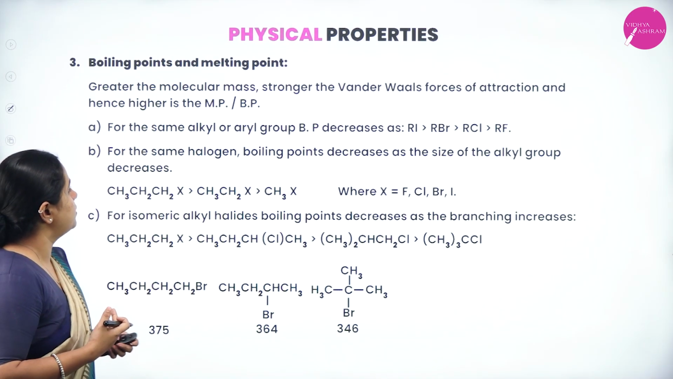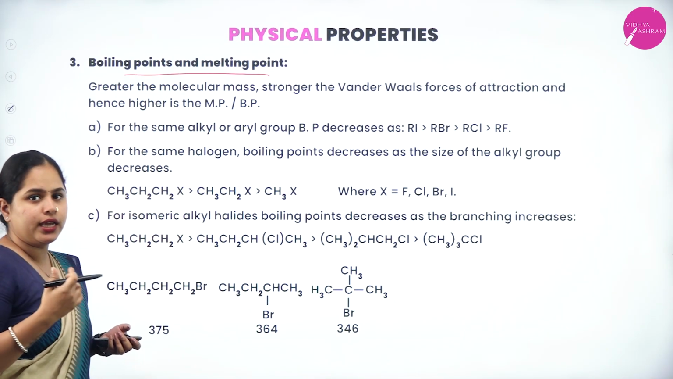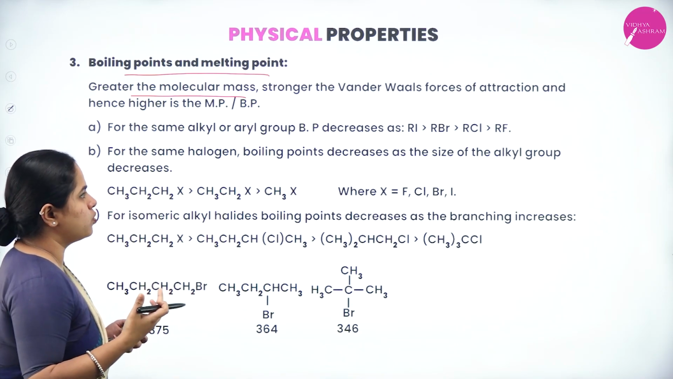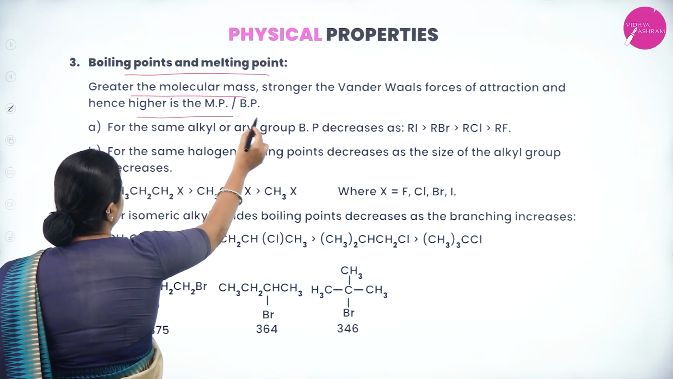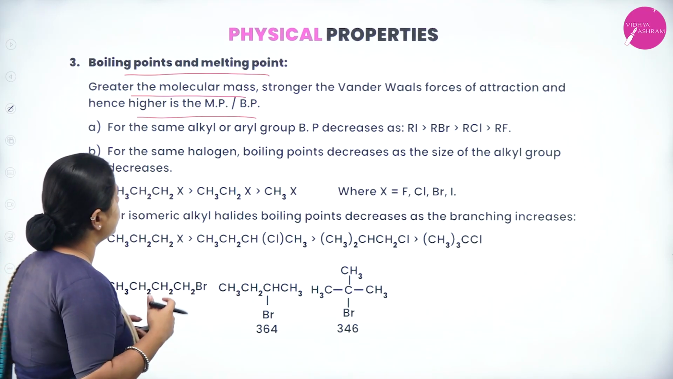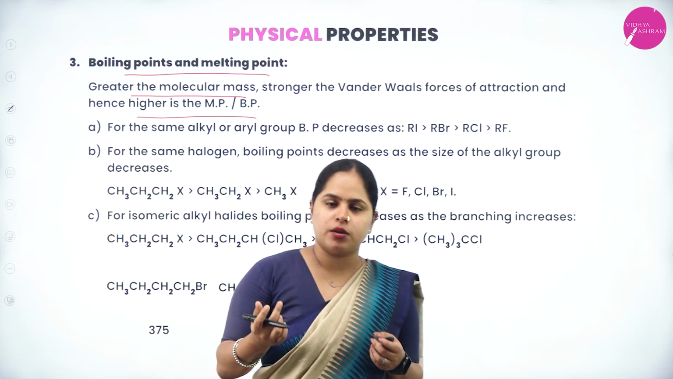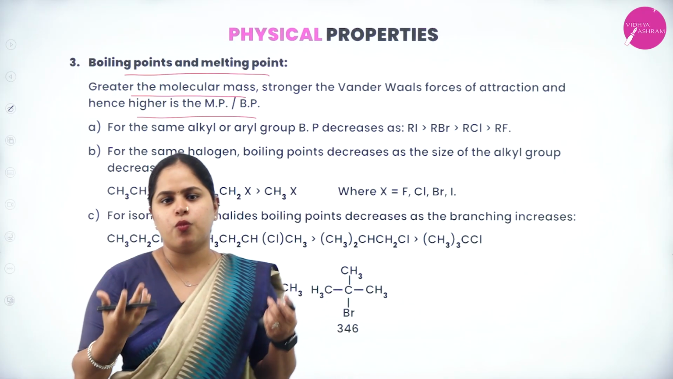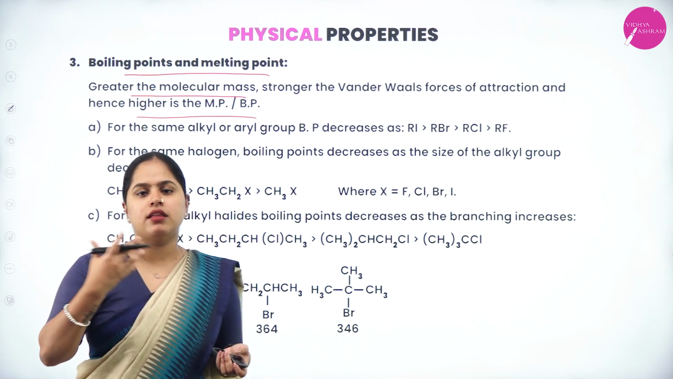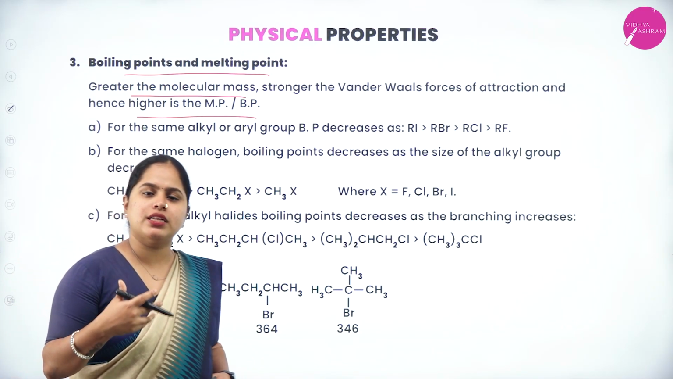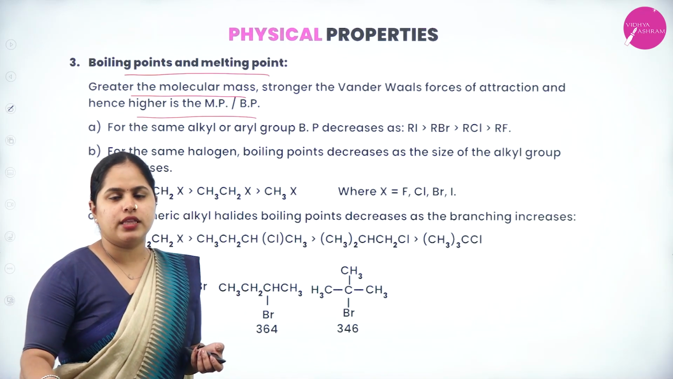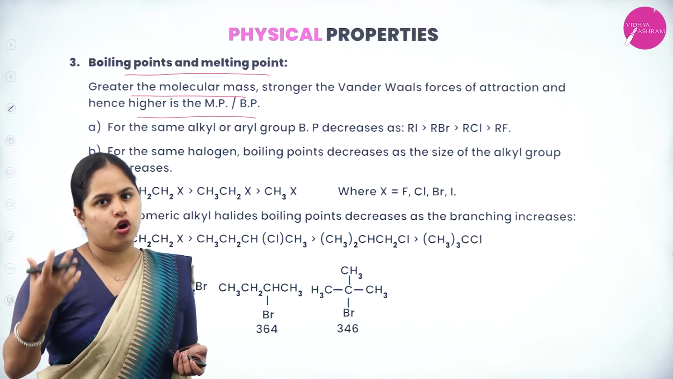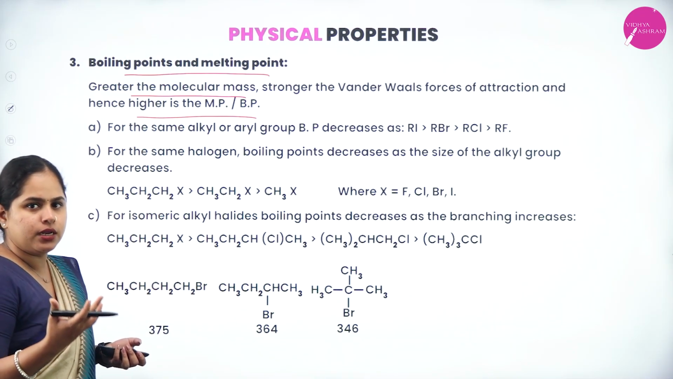Now moving on to the next one, boiling points and melting points. Greater the molecular mass, stronger will be the van der Waals force of attraction, hence higher will be the melting point and boiling point. As molecular mass increases, boiling point and melting point increase. How does molecular mass increase? Either the halogen's molecular mass can increase or the number of carbon atoms increases. From methyl to ethyl, ethyl will have 2 carbon atoms, more molecular mass, hence higher boiling point and melting point.